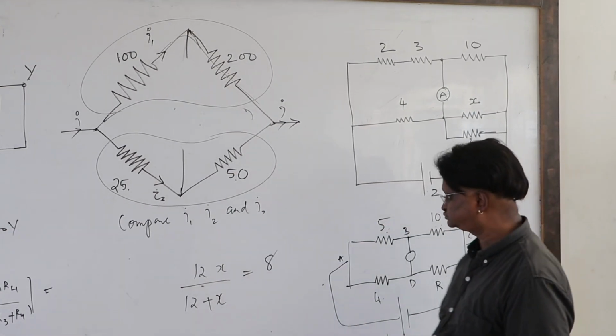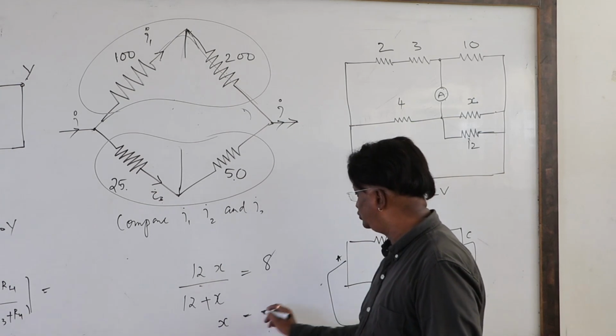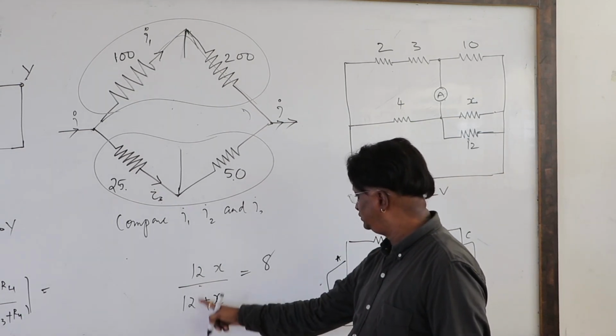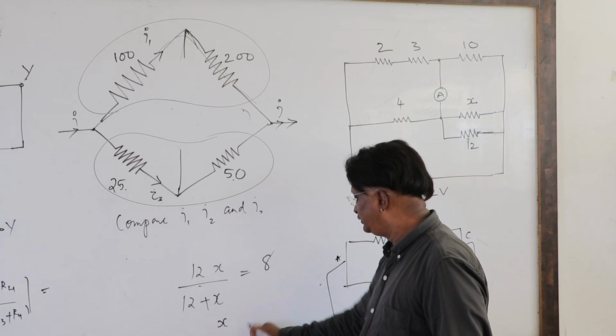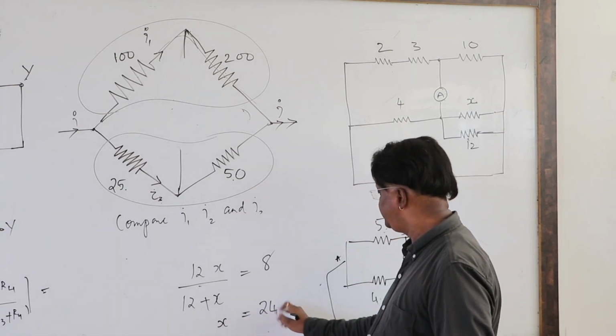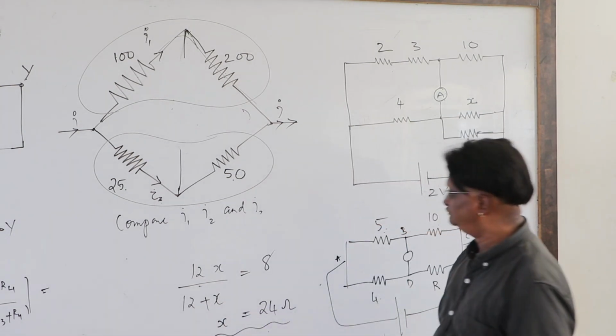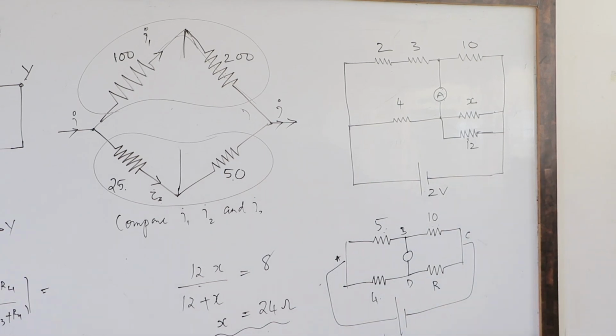Solve it. You will get x is equal to 72... yeah, x equal to 24 ohms you will get.